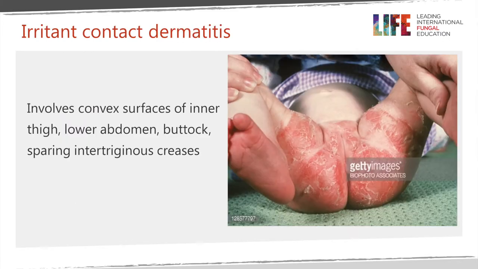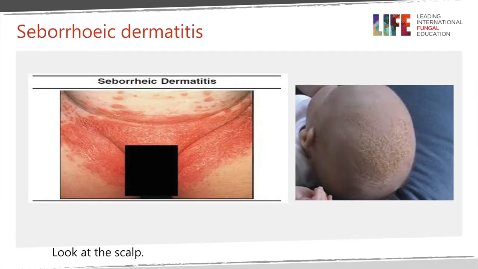Then irritant contact dermatitis. What's very clear is that in this very inflamed perianal image, you can see that the folds are spared. So the areas that would often be hidden away when the baby is in the anatomic position do not get the inflammation. Then seborrheic dermatitis, the easiest way to figure if a baby has seborrheic dermatitis or not is actually to examine the scalp, especially when you have an infant, because they're going to have cradle cap. Sometimes you could also get bits of it on the eyebrow, and then you will get this lesion also on the diaper region.